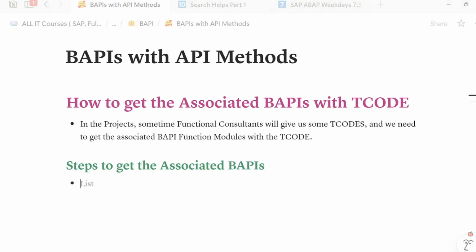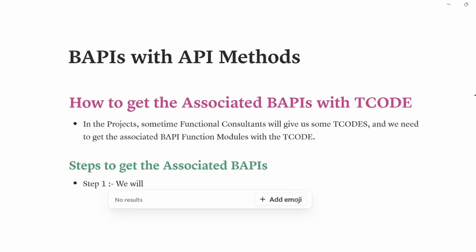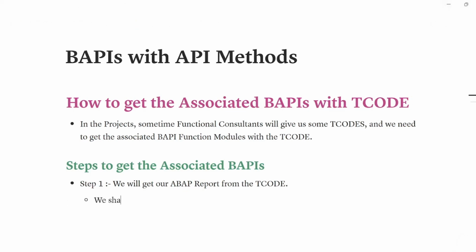First of all, step one will be we will get the report, or I should say the ABAP report, from the T code. And how will we do that? We shall go to the SE93 transaction code, and there we will find out the associated report.